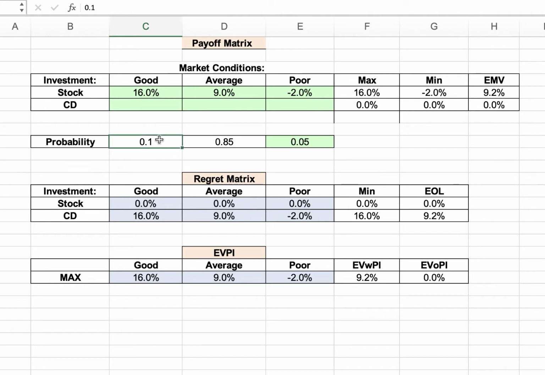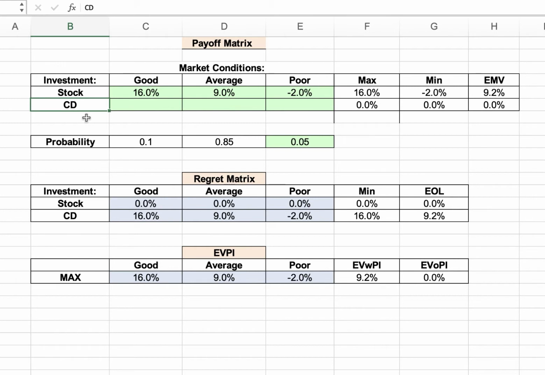We are also modeling the probability associated with 3 states of nature. Market returns is a chance event, and we have 3 states. Good, we're modeling 0.1 or 10% of the time. An average market, 0.85 or 85% of the time. And the stock market will be what we consider a poor market at a probability of 0.05 or 5% of the time.